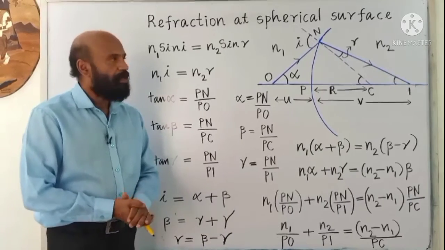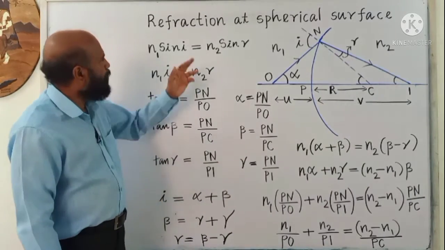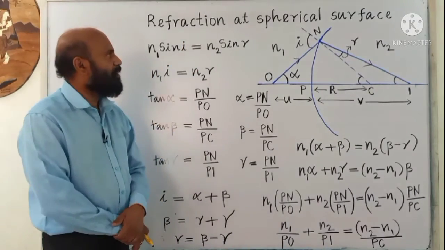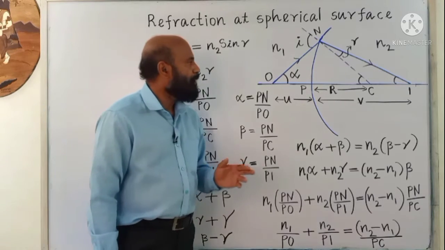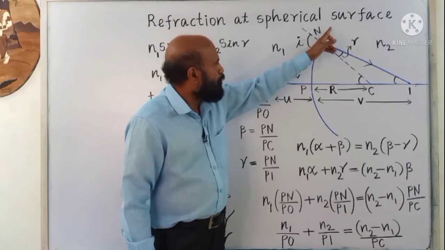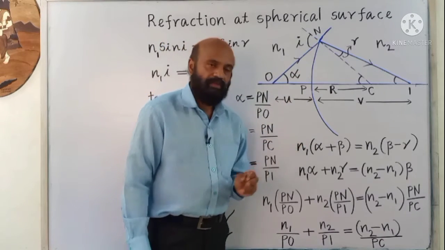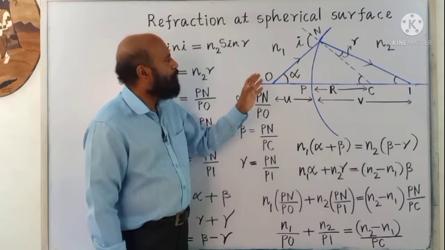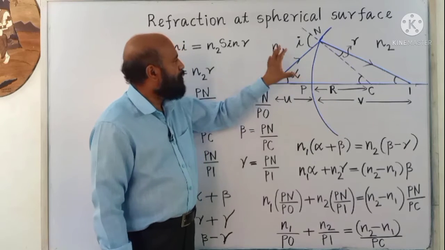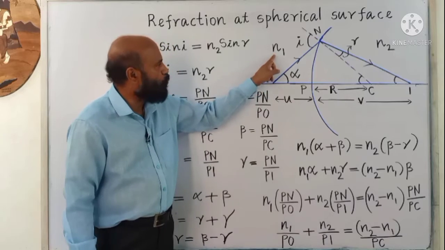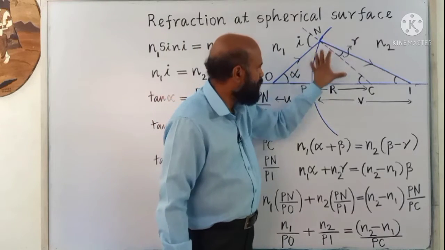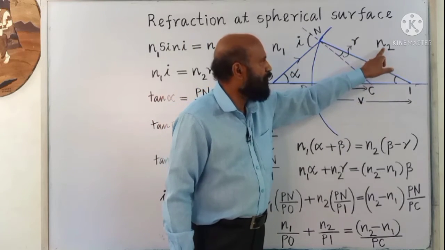In this video, I'm going to explain refraction at a single spherical surface. Here there is a spherical surface separating two media. Here the refractive index of the medium is N1. This side the refractive index is N2.